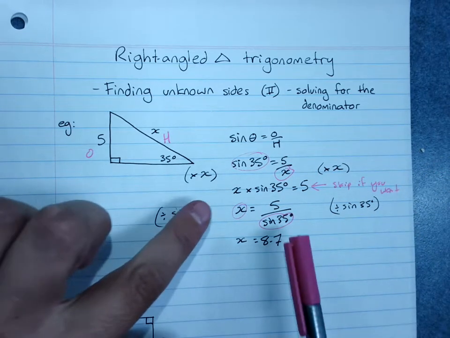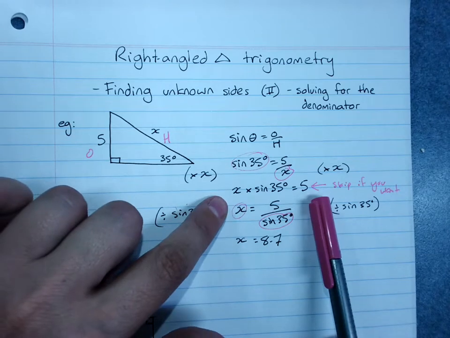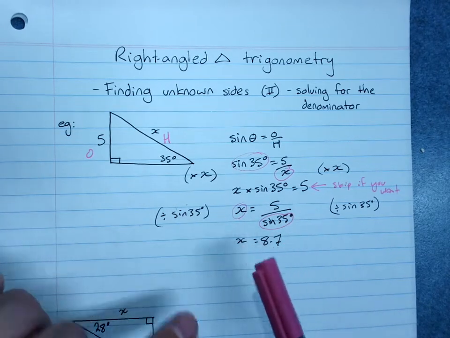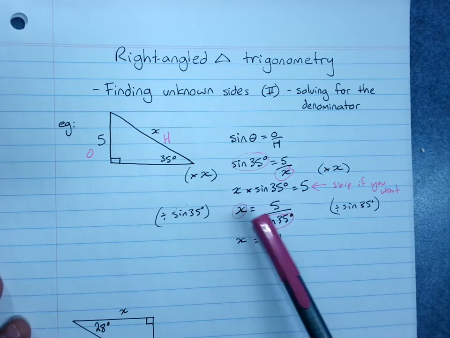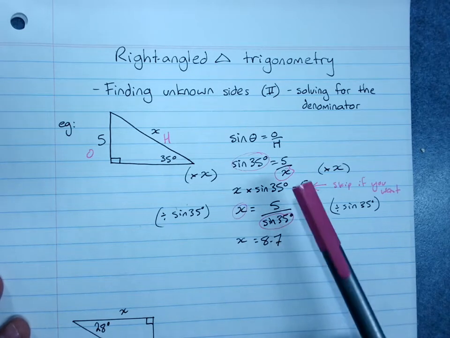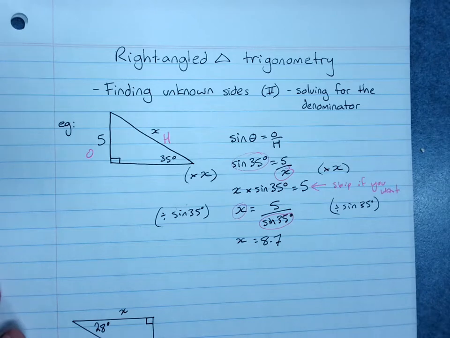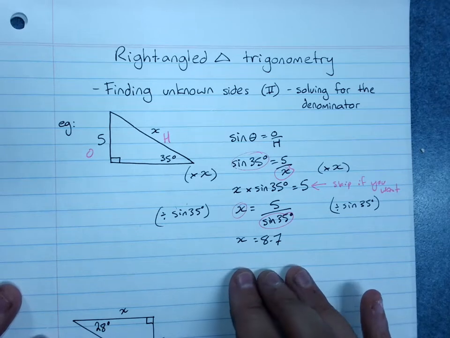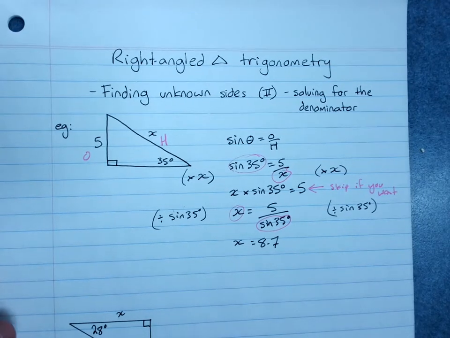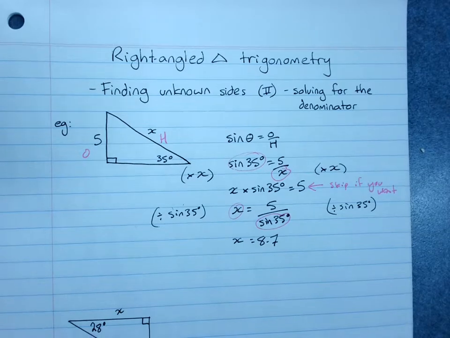but this line of working does really support you to get the right answer. So if you're at all uncertain, if you don't know why x ends up here and it's divide by sine 35, then follow the appropriate working. You need to be able to solve an equation. If this is confusing you, watch the video that I'll put up about solving equations, because you do need to be able to do that.